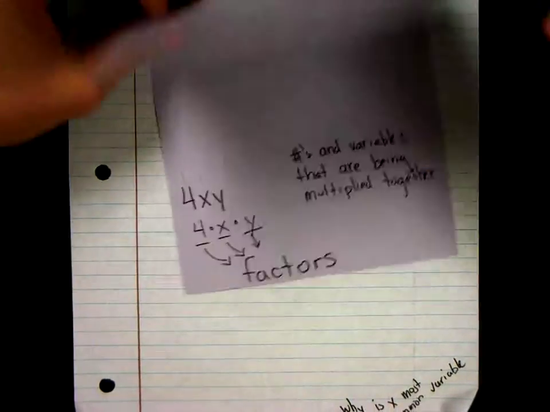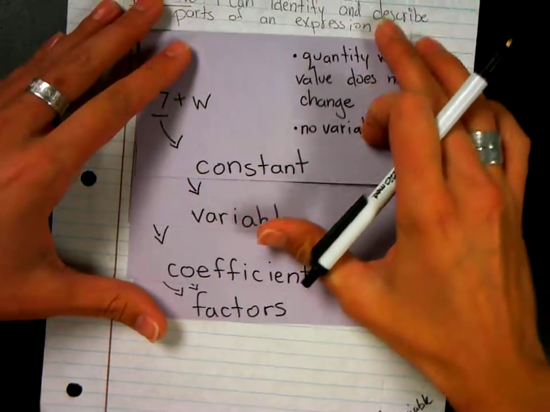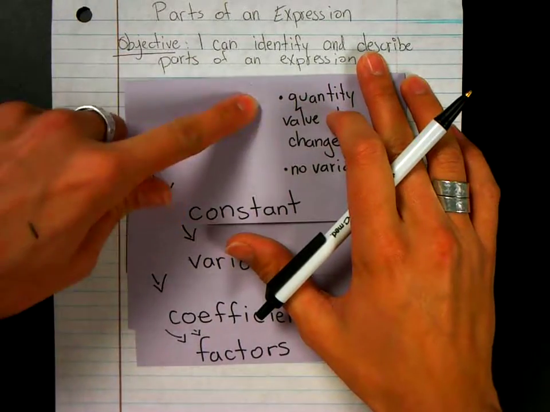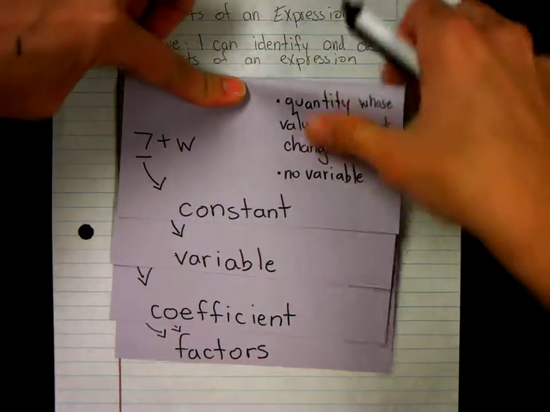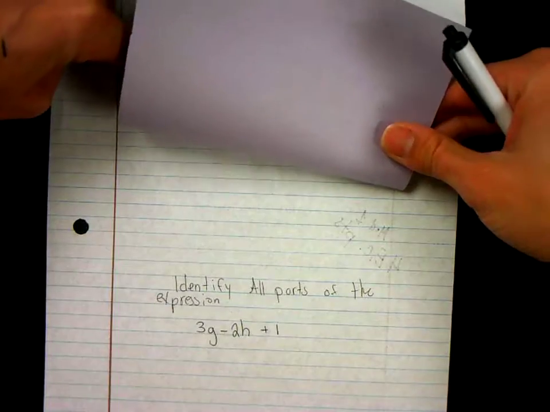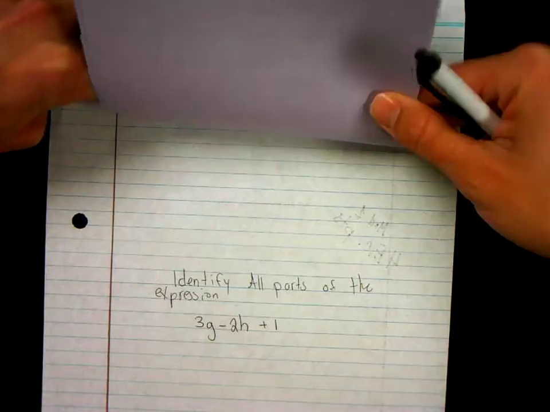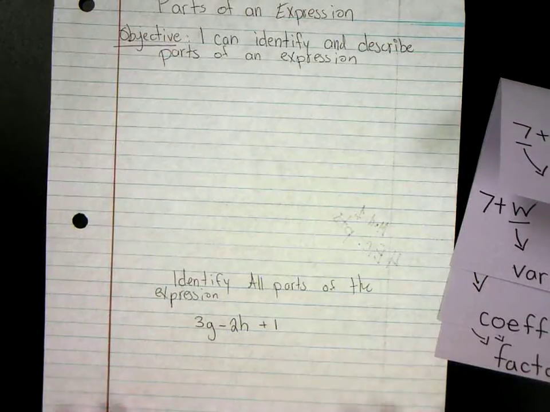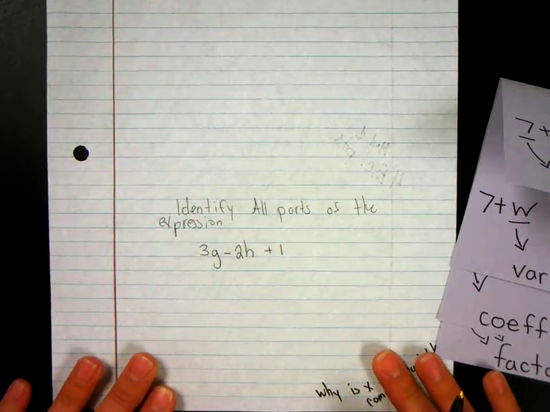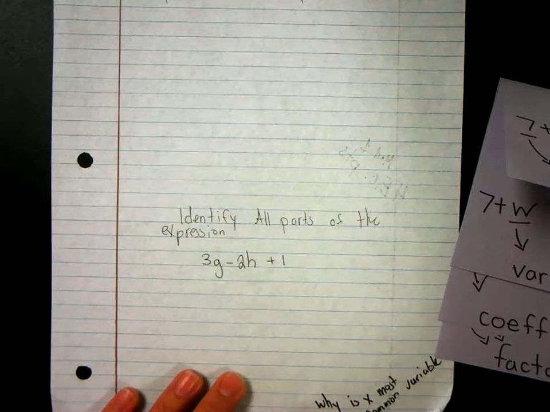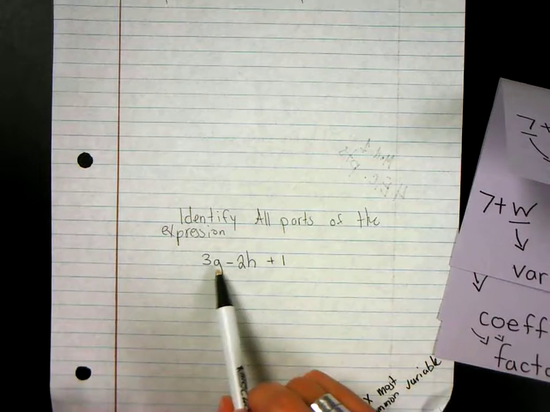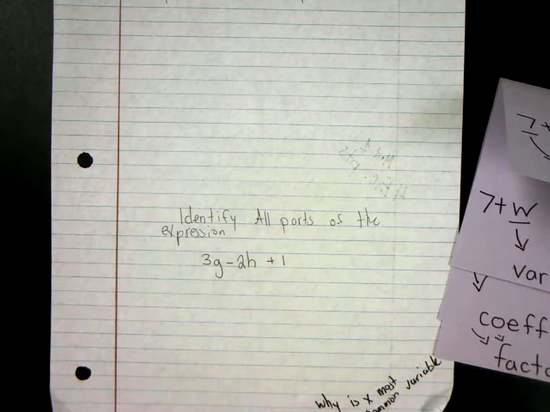So we're going to close our entire foldable here. We're going to pretend that we put a staple in the top of it. We're going to hold it down like it's a staple. And we're going to put the example underneath the foldable. So this is the example I want you to write down underneath the foldable. Identify all parts of the expression. So we have 3g minus 2h plus 1.